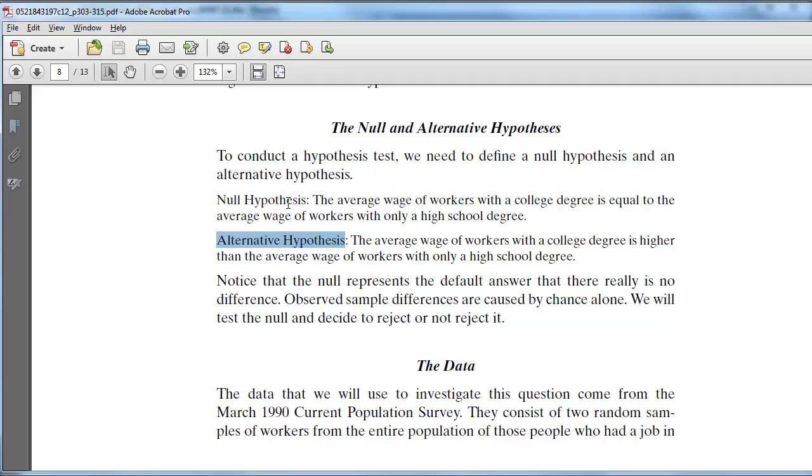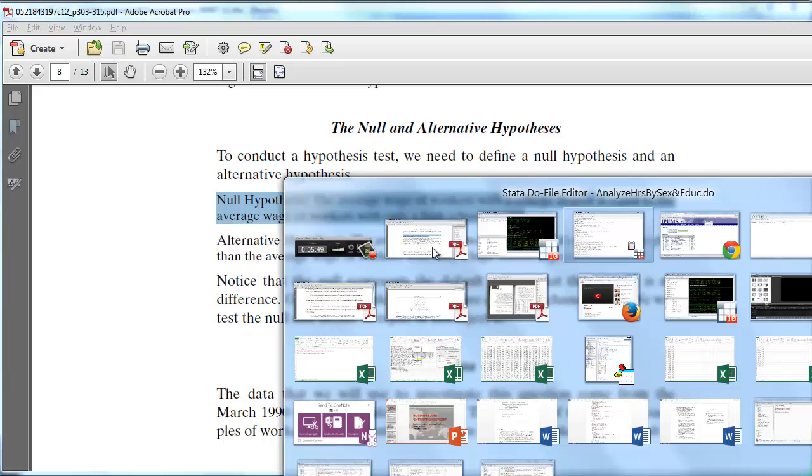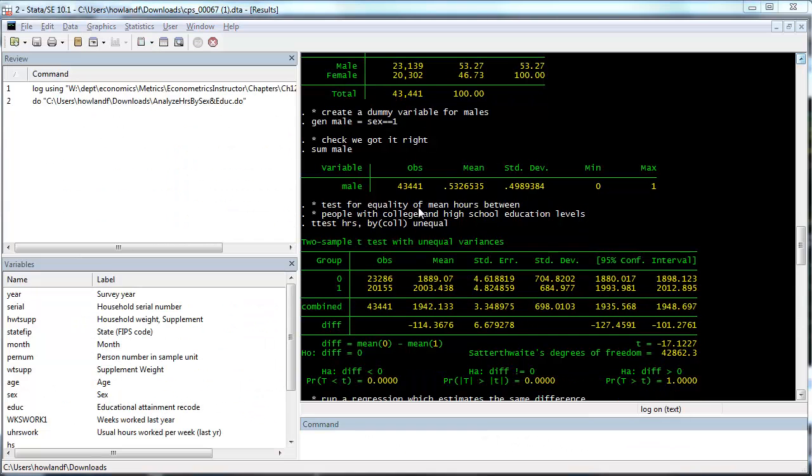And what we're going to do, these are claims about the population. Okay, so we're talking about workers with a college degree versus workers with only a high school degree. But we have sample data. So let's turn back to Stata. Okay, so here's the test.